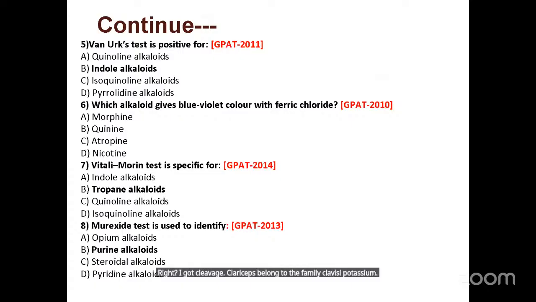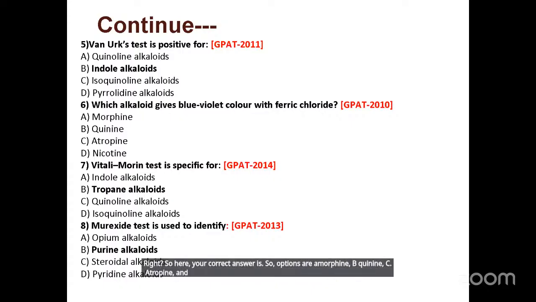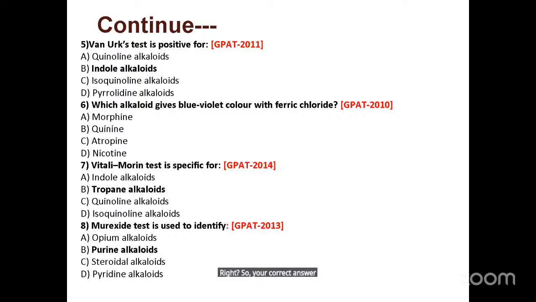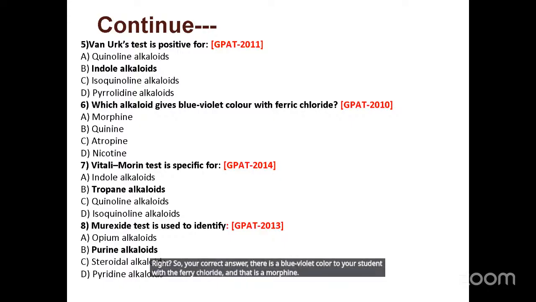Which alkaloid gives the blue violet color with the ferric chloride, right? So here options are A morphine, B quinine, C atropine, and D nicotine. So this question was asked in GPAT 2010, right? So your correct answer, there is a blue violet color, dear student, with the ferric chloride, and that is morphine.